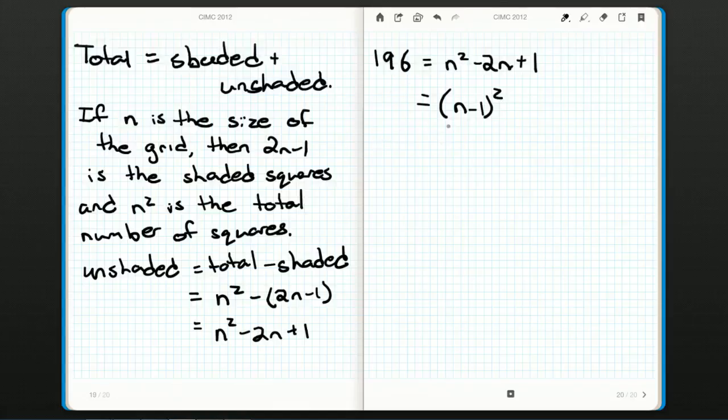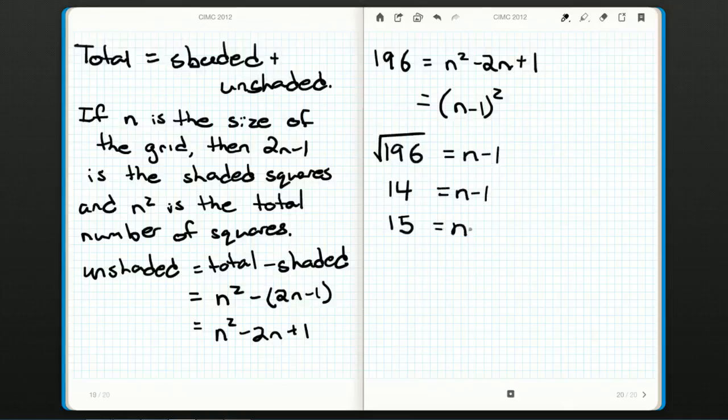So 196 is n minus 1 squared. So the square root of 196 is going to be n minus 1. But 196 is already a perfect square. In fact, it's 14 squared. You could punch that into your calculator if you were a little unsure. So now if we rearrange this equation, we bring the minus 1 over here, we get 15 is equal to n. So our grid is going to be 15 by 15.